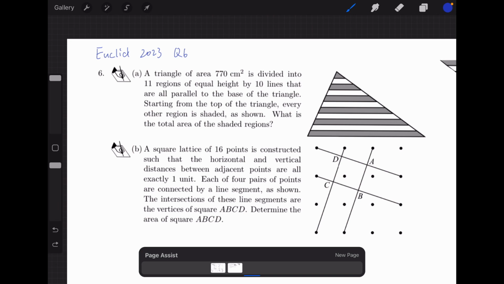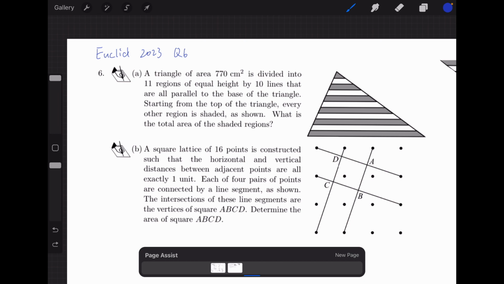We'll be going over question 6 on the 2023 Euclid contest. Part A: A triangle of area 770 centimeters squared is divided into 11 regions of equal height by 10 lines that are parallel to the base of the triangle. Starting from the top of the triangle, every other region is shaded as shown. What's the total area of the shaded region?